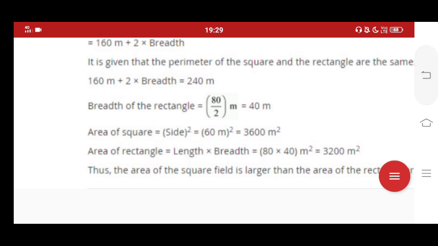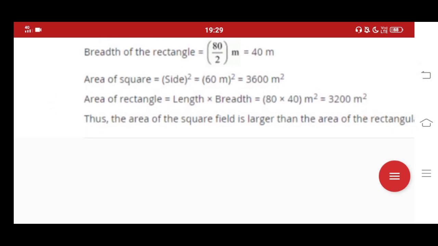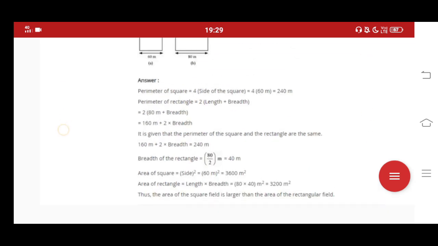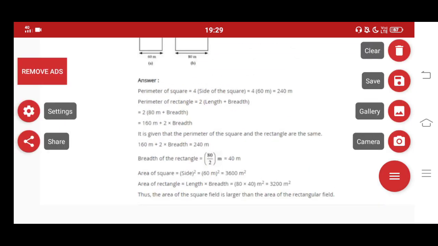Now next, we have to find out which has the larger area. Area of a square is side into side, which is 3600 meter square, and area of a rectangle is length into breadth. Breadth we have obtained, that is 40. So 80 into 40 is 3200 meter square. Here you can see the area of the square is greater than the area of the rectangle. So which shape has the larger area? The square has the larger area. This is how we have completed our question number 1.